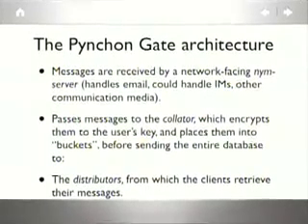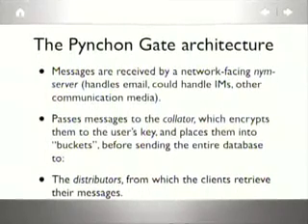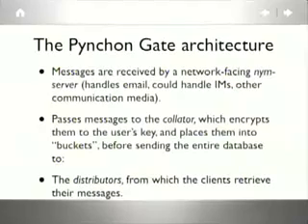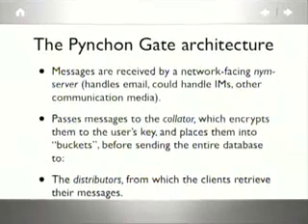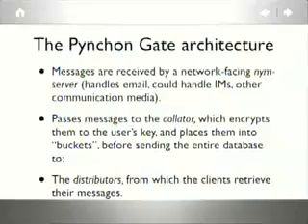So I'm going to try to go through the architecture here fairly quickly because I'm running out of time, I think. But the architecture for the Pynchon gate is here. We have a forward network-facing component called the NIM server. That's what has your email addresses or has your IM names or what have you. We're building it for email, but it can be extended out to other things. It's designed to work on the internet 20 years from now, where the dominant communication method might not be SMTP.